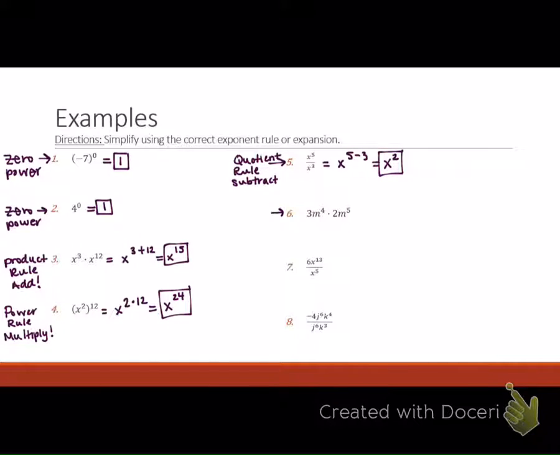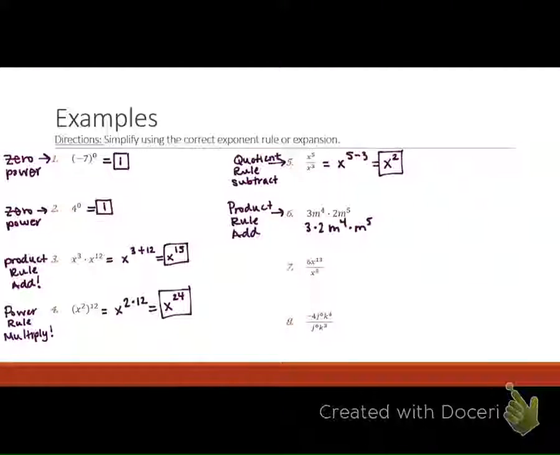Olivia, what rule is number 6? And what does the product rule tell us to do? Very good. So in this case, I'm going to rewrite it like this so that we can see the same pieces by each other. We also have some numbers in there. So what do we do with the 3 and the 2? We just multiply them. So 3 times 2 is? And what do we have to do with m to the 4th times m to the 5th?